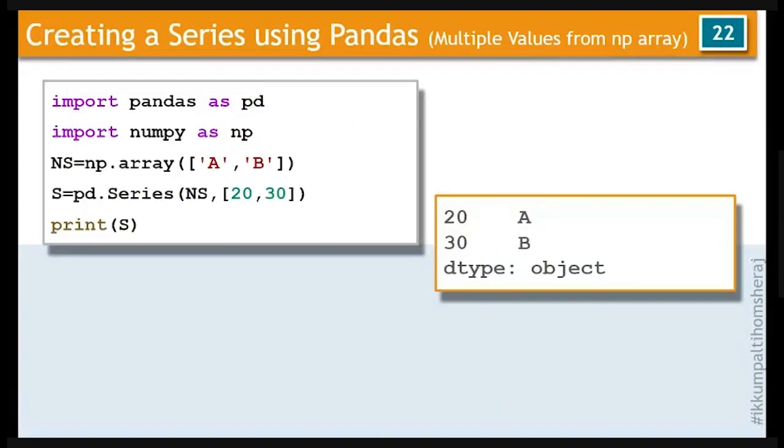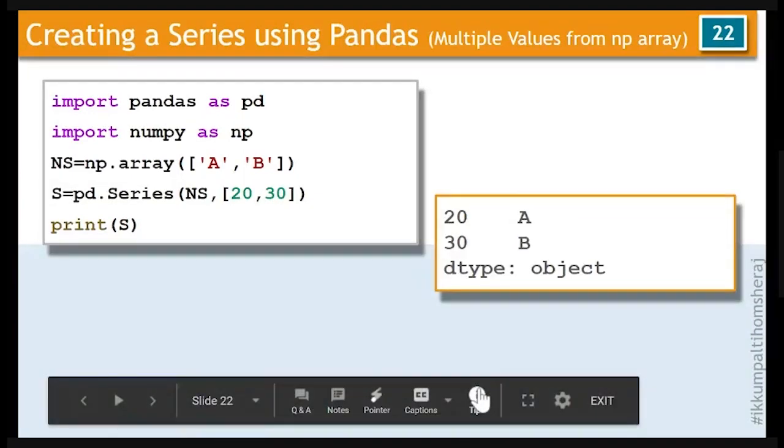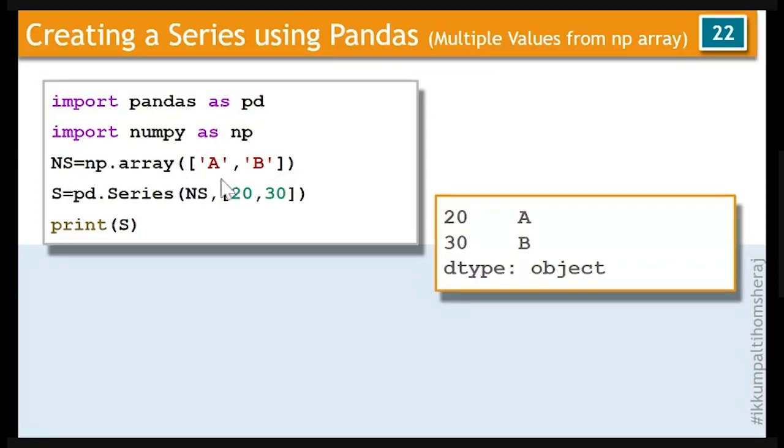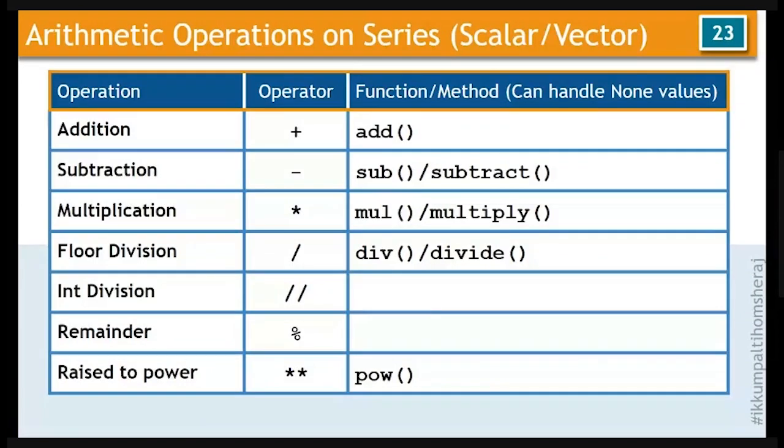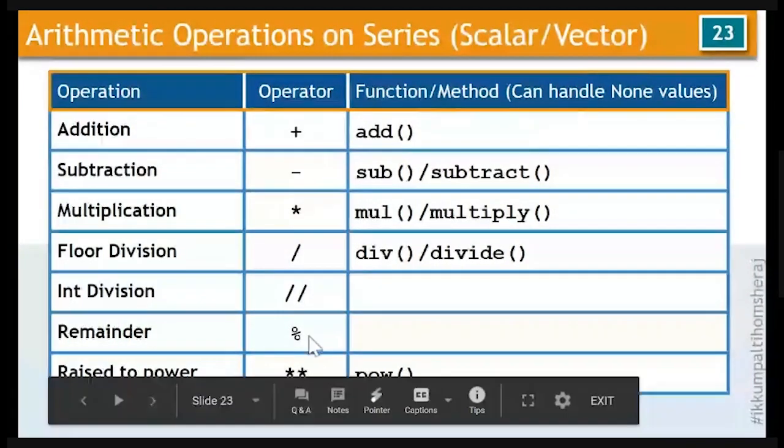Okay. This is another example where we have a NumPy array getting converted into a series. So you can see NS is a 1D array in which A and B are stored, and we have a series in which NS is going to be the data, that is A and B, and 20 and 30 are going to be treated as indexes. What scalar operations can we perform here? We can have plus, minus, multiplication, division, integer division, remainder, and power.